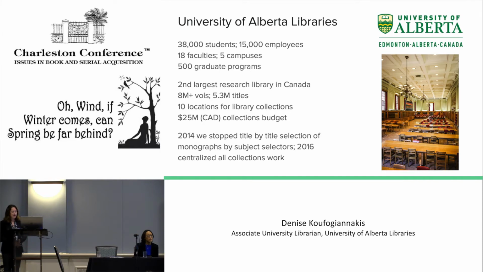I'm from the University of Alberta Libraries, and I just wanted to give you a little bit of information about our institution in case you're not aware. We are located in Edmonton, Alberta, Canada, and we have about 38,000 students and 15,000 employees, over 18 faculties, and 5 campuses. We have 500 graduate programs, so we're a large ARL institution. We're the second largest academic research library in Canada, holding just over 8 million volumes and 5.3 million titles. We have 10 locations for library collections, and our budget for collections is $25 million.